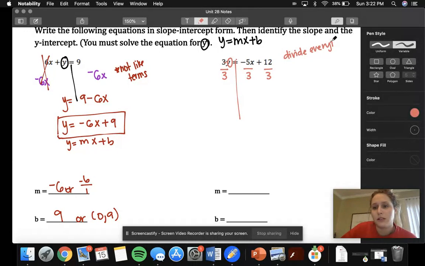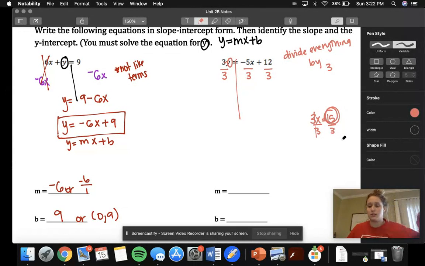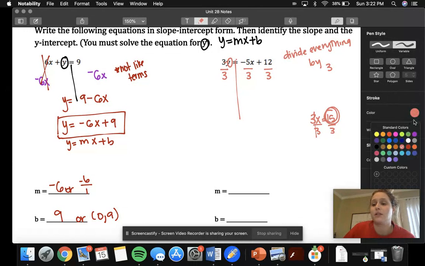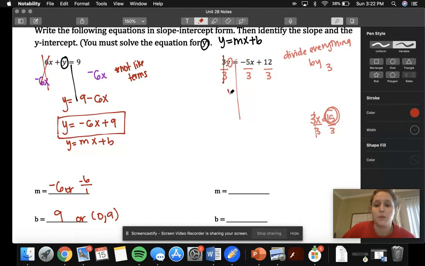So last unit, we would have something like 3x equaling 15. Okay, so we would divide each side by 3. Okay, we only had one thing, so it was pretty easy. We just divided by 3. Okay, this time we have 2 things that are being divided, so we just have to be careful that we divide every single thing by 3. Okay, 3 divided by 3 is 1, so we have 1y.